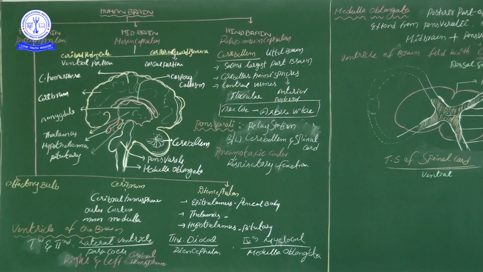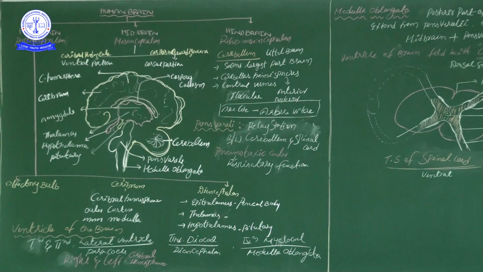Then we come to the midbrain, also called the mesencephalon. The mesencephalon basically contains two important parts: one is the ventral portion, and the other is the dorsal portion. The ventral portion has the important structures called the cerebral peduncles.